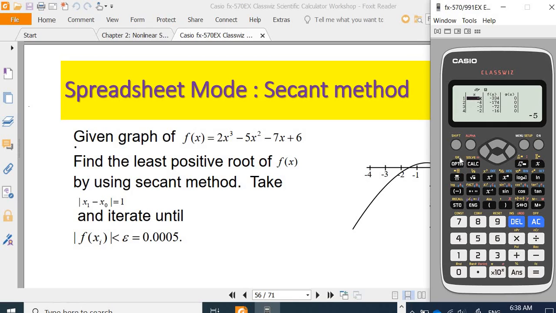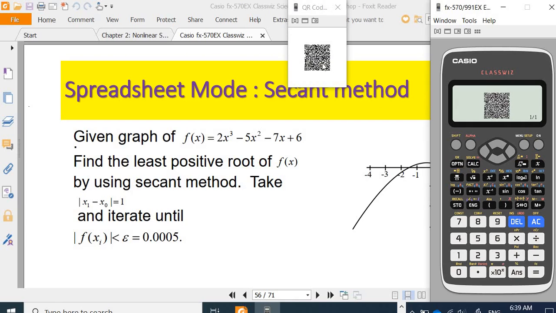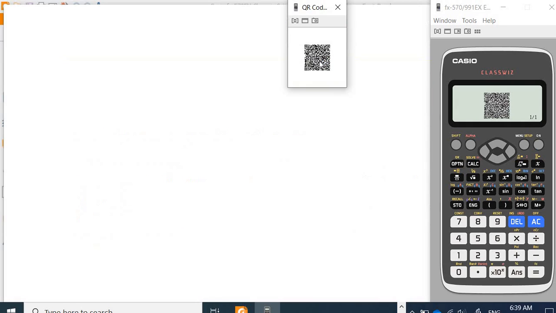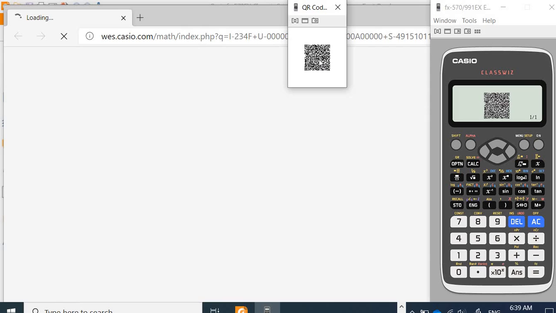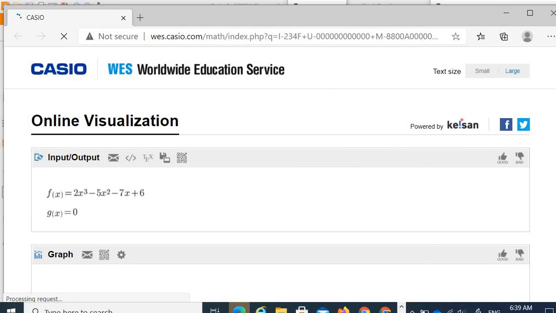And then you can scan the QR code. The QR code is on top of the option button, in yellow, so you need to press shift. Then you can use your handphone to scan this QR code, and the graph will be plotted on your phone.